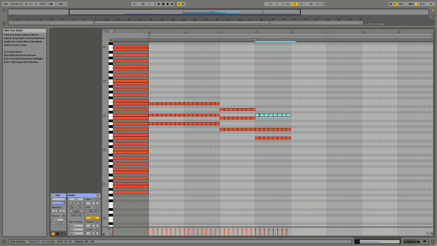So this one is the root position of C major. This is the first inversion. And if we move this up an octave, this would be the second inversion of C major. And if we do the step again, what we have is no inversion, so the root position of C major, just an octave higher than we had before.